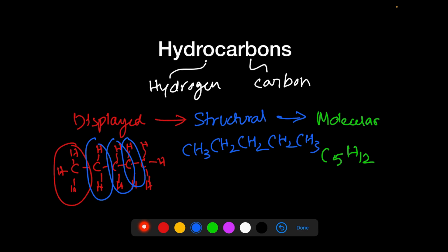Here is a structural formula, a displayed formula, and a molecular formula. We can derive a molecular formula from a displayed formula and the structural formula. To derive it, we just count 5 carbons, so we get C5, and 12 hydrogens. That's how we get H12.